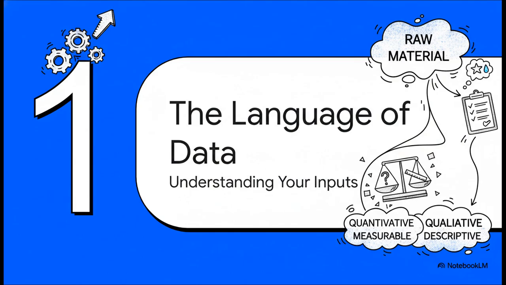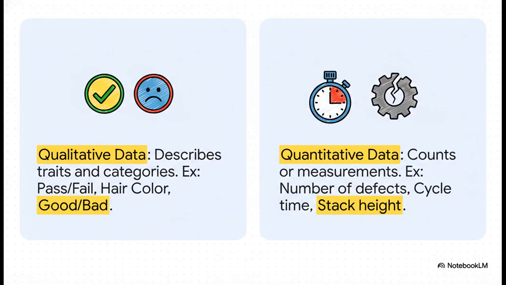All right, let's jump right into section 1, the language of data. Look, every single analysis, every decision, it all starts with the raw material. And that raw material comes in two basic flavors. So right here, you see the two big buckets that all data falls into. On one hand, you've got qualitative data. Think qualities. This is descriptive stuff. Non-numeric things like pass, fail, good, bad. It's about categories. On the other hand, you have quantitative data. Think quantity. This is the hard number stuff. Things you can count, like the number of defects, or things you can measure, like how long a process takes. Knowing which one you're dealing with is absolutely crucial because it dictates all the tools you're going to use later on.